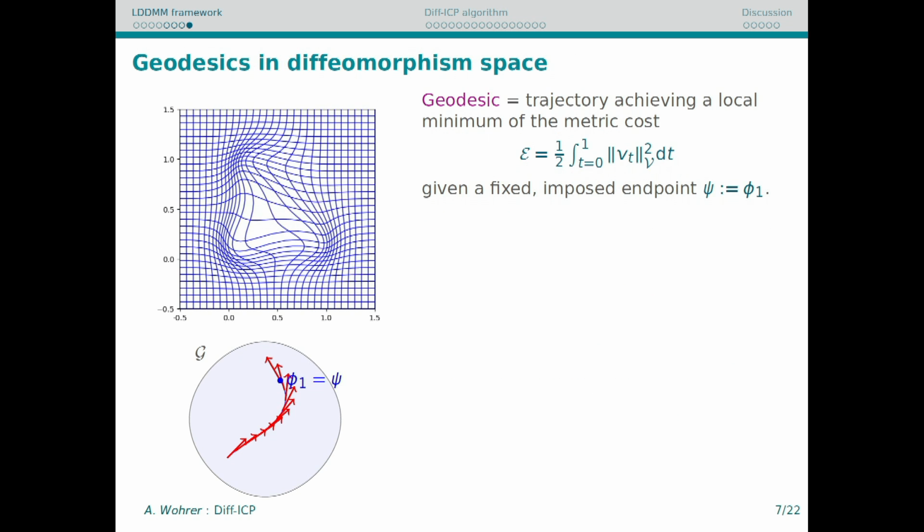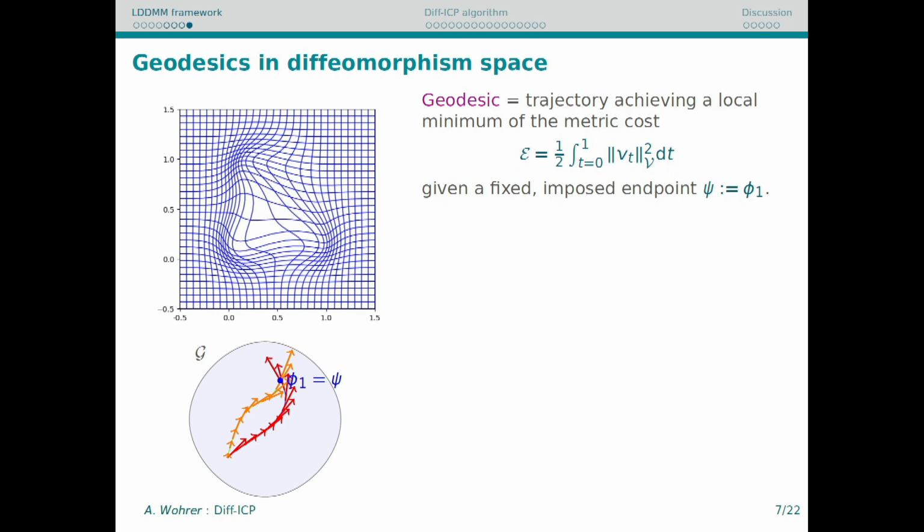And then the next step will be that you're going to define geodesics in your diffeomorphism space. So a geodesic will be a trajectory achieving a local minimum of this metric cost that I just defined if you impose its endpoint. So you must finish at that diffeomorphism here that I call psi. And if you were to consider another trajectory in your space of diffeomorphisms that arrives at the same point, then the orange one would necessarily have a bigger deviation than the red trajectory.